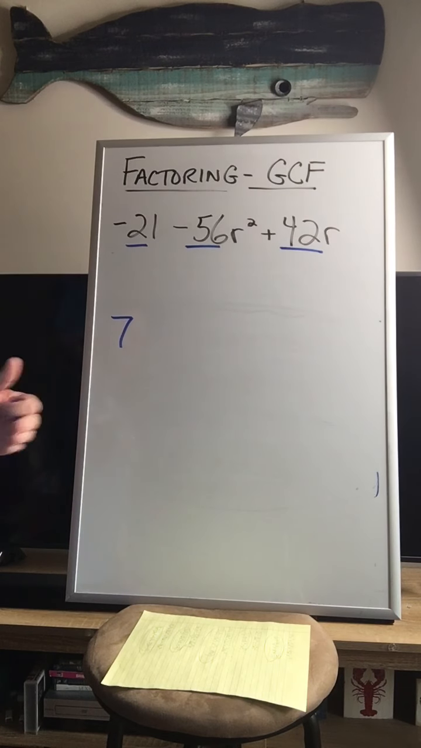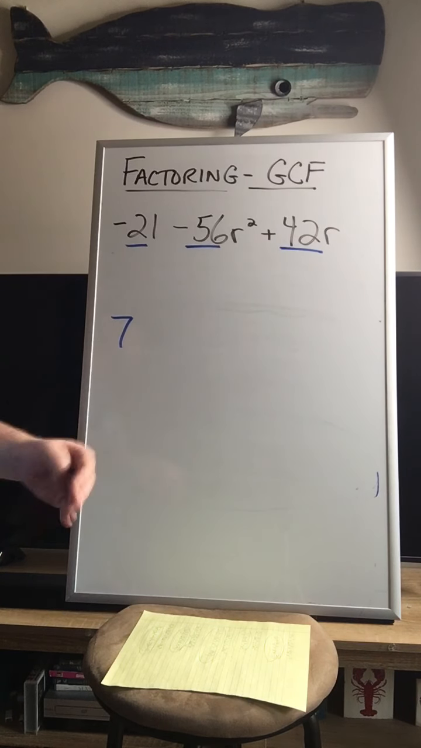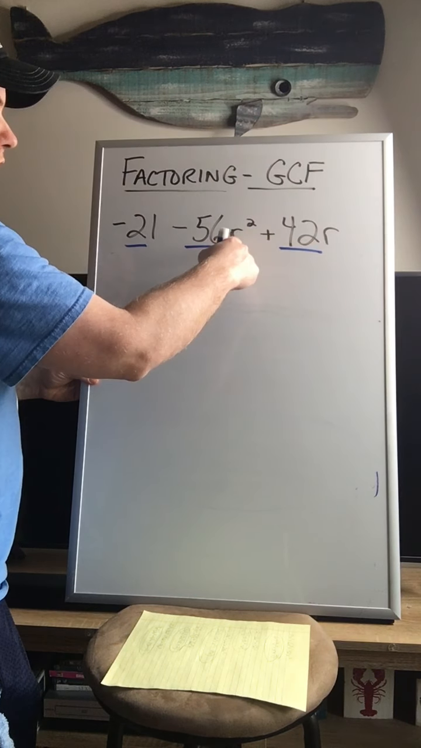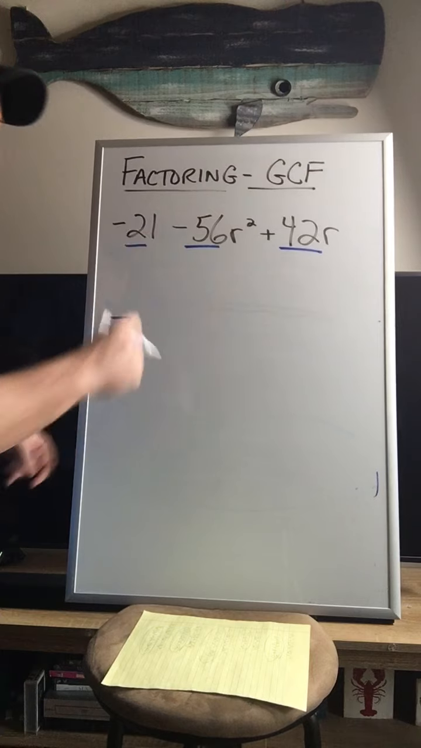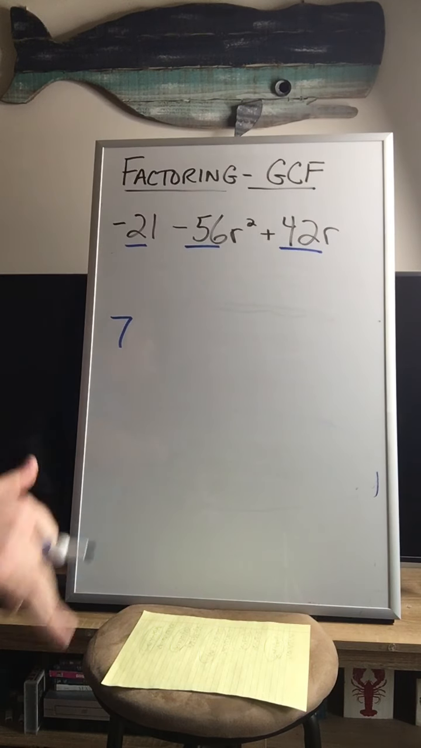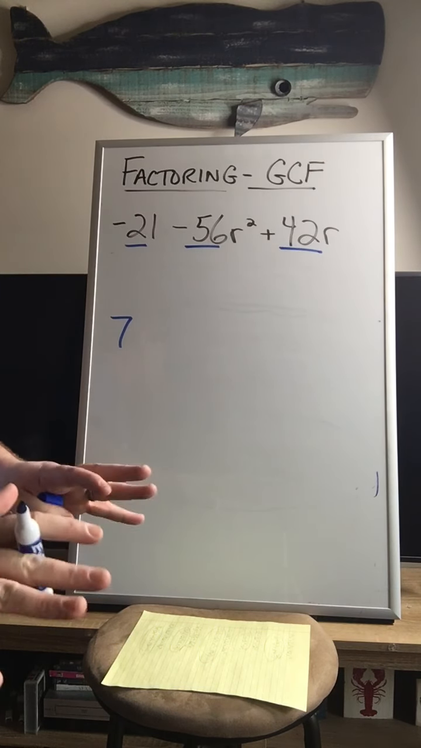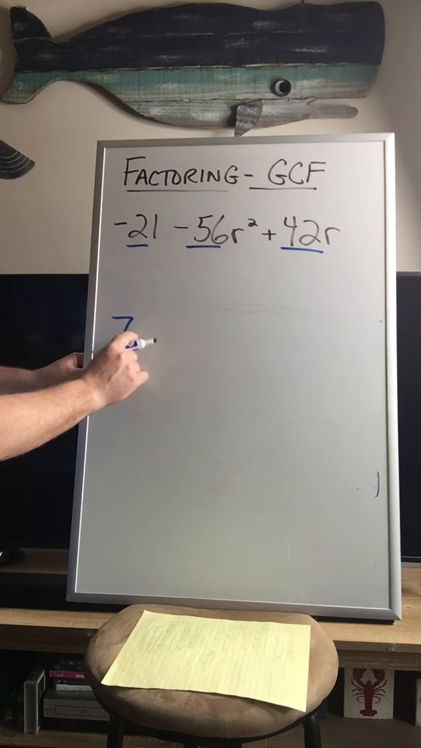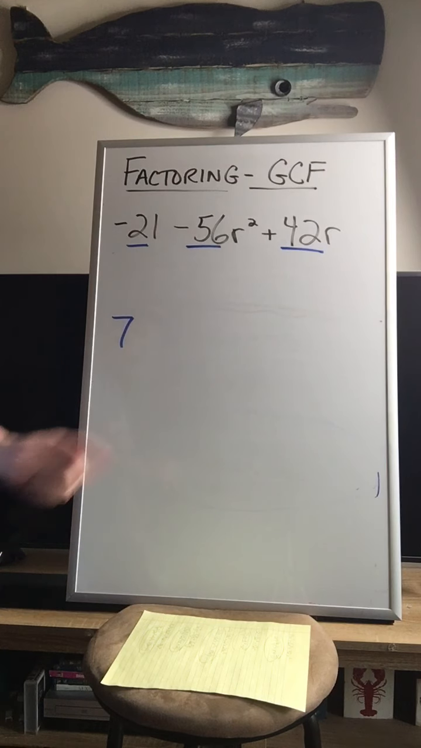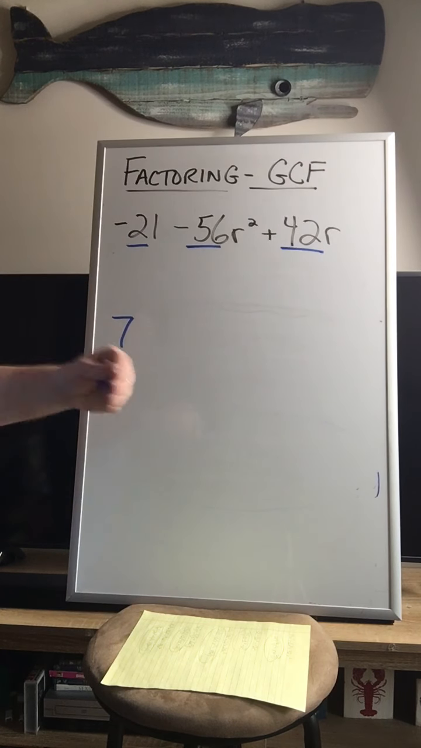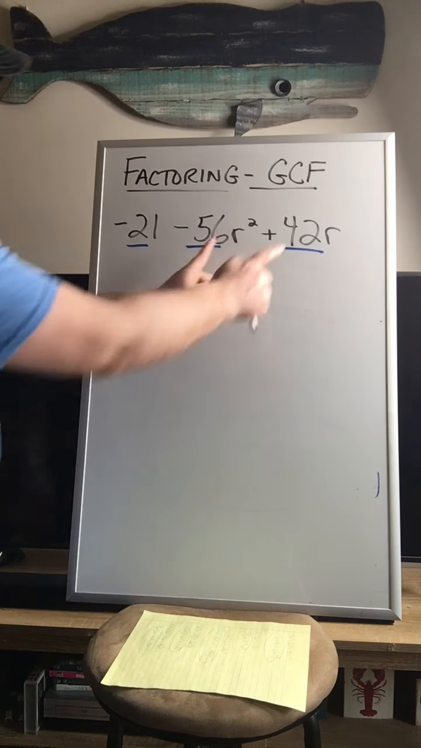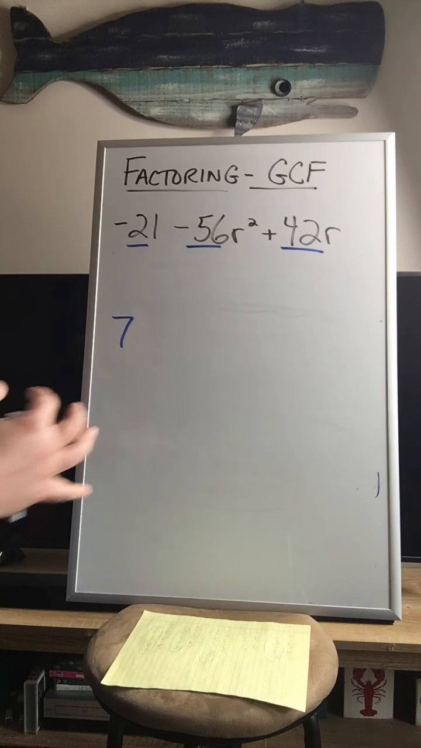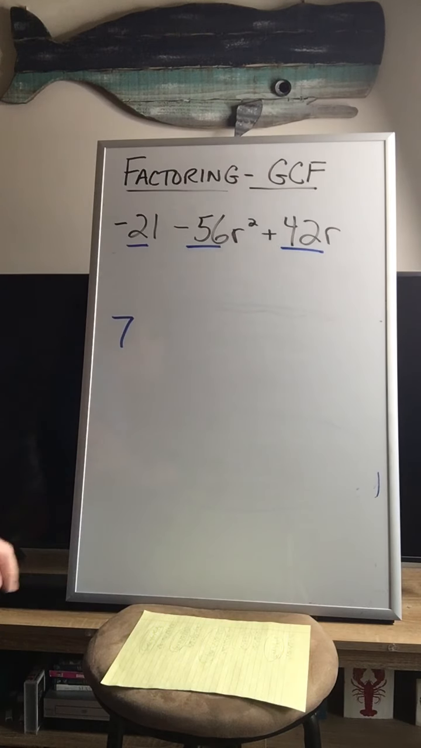Okay. Now how about with the variables? What do they have in common for variables? This one has an r, this one has an r to the second, but this one does not have a variable. So they don't have any variables in common among all three of them. So you cannot take out a variable as part of the GCF. So 7 is the only thing that they all have in common. These two share an r, but that one doesn't. So the GCF has to be something that all of the terms have in common.